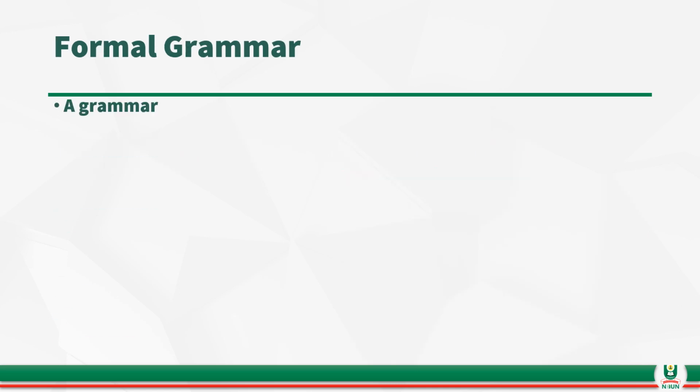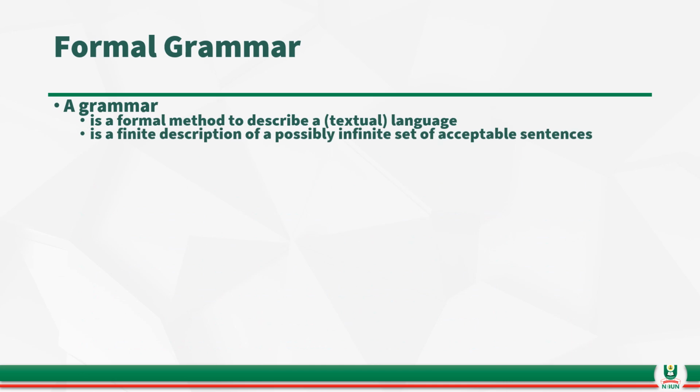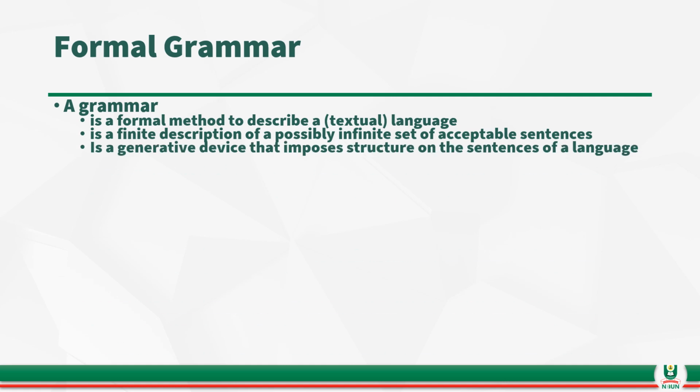So let us continue with formal grammar. By formal grammar, we're referring to a formal method to describe a language in textual form. Formal grammar can be defined as a finite description of a possibly infinite set of acceptable sentences. A formal grammar is a generative device that imposes structure on the sentences of a language.